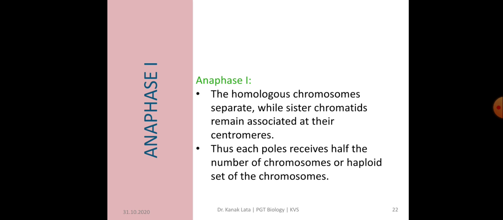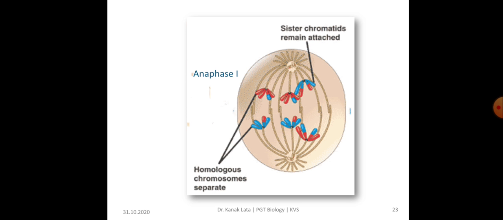Now it is about anaphase 1 of meiosis 1. Here the homologous chromosomes of each pair, rather than the chromatids of a chromosome, are separated. Thus each pole receives half the number of chromosomes, or a haploid set of chromosomes. Why? Because the chromosomes themselves move to the opposite poles. So reduction in the number of chromosomes takes place. Here in the given figure, you may observe the separation of homologous chromosomes, but sister chromatids remain attached.